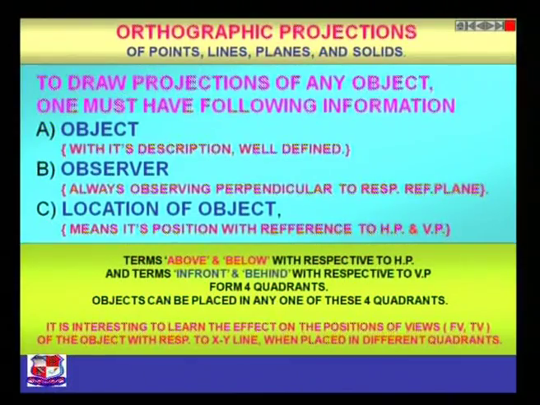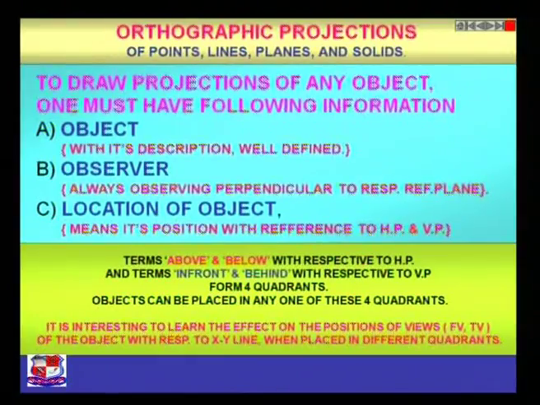As you can see over here, when we talk about any sort of projections of point, line, plane or solids, what we must understand is that to draw any sort of object we must have some information in the beginning. The first one would be the object. What is our object? Either our object is a line, or a point, or any sort of plane.